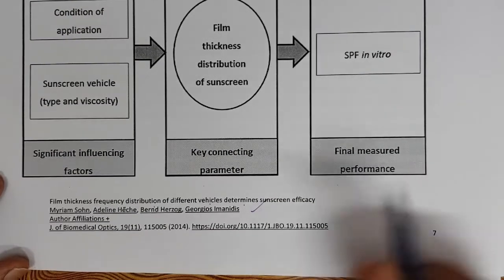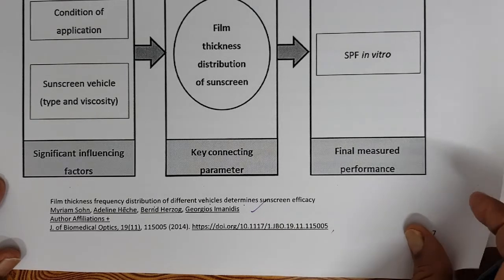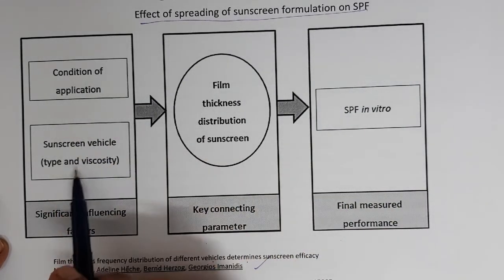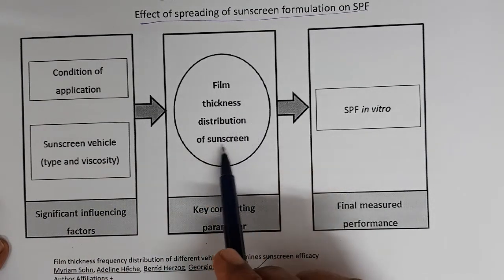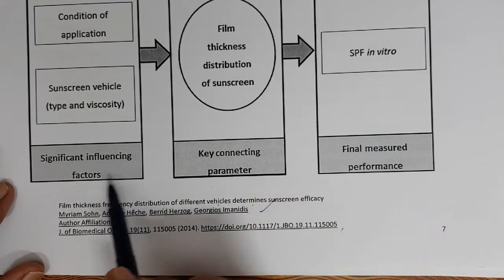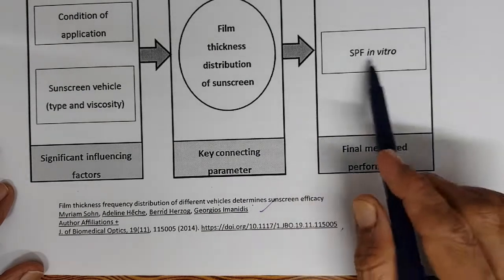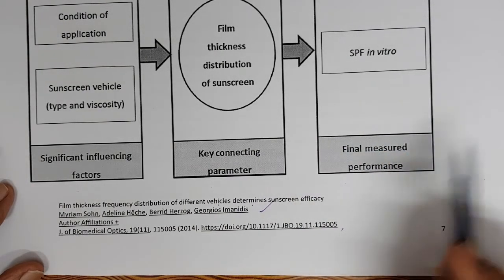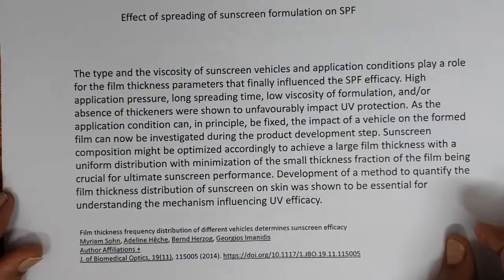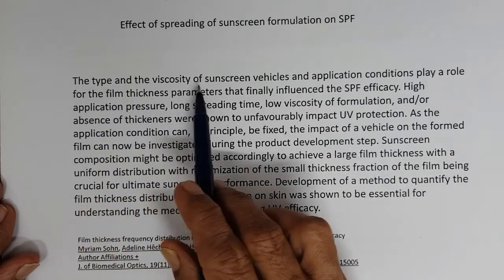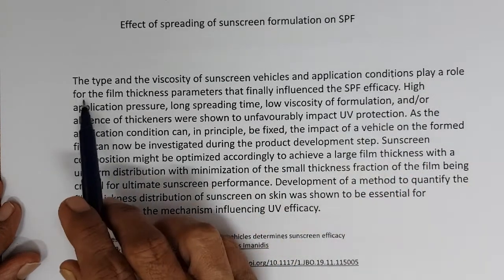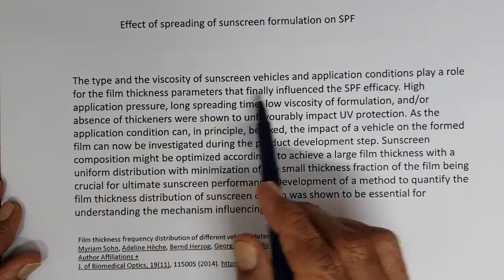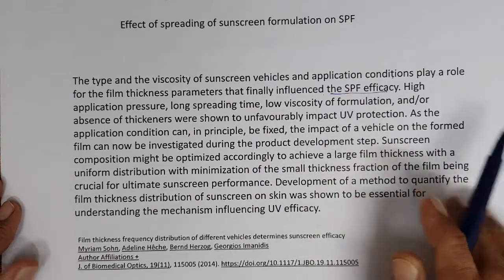You can go through this reference, right? So, condition of application, sunscreen vehicle, type and viscosity, film thickness, distribution of sunscreens. So, significant influence factor, key connecting factor, SPF, final measured performance. So, here what has been found is the type and viscosity of sunscreen vehicle and application conditions play a role for film thickness parameters that finally influence the SPF efficacy.